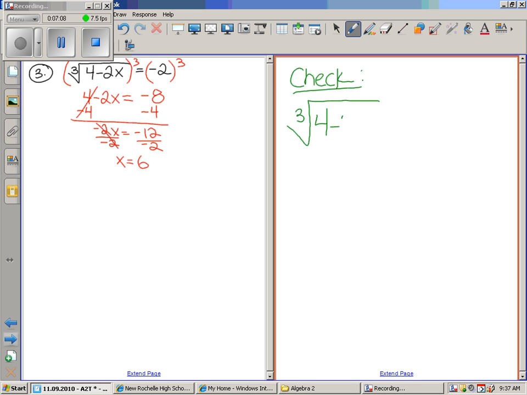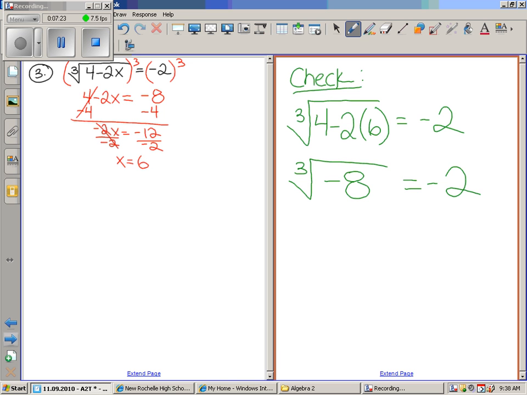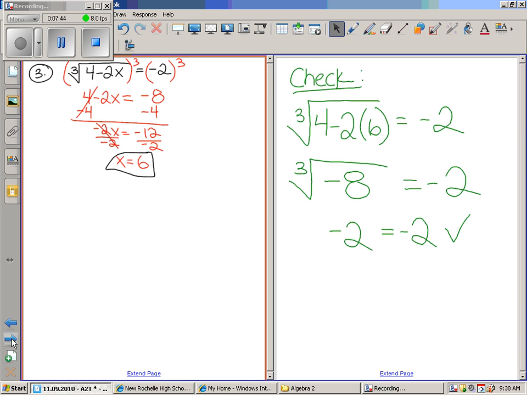4 minus 2 times 6 equals negative 2. The cubed root of 2 times 6 is 12, 4 minus 12 is negative 8. Is the cubed root of negative 8 negative 2? Yeah, absolutely. The cubed root, something multiplied by itself 3 times is negative 8. What's that something? It's negative 2. So we're good, done, good to go. Let's put a box around our answer to signify that we're accepting it.